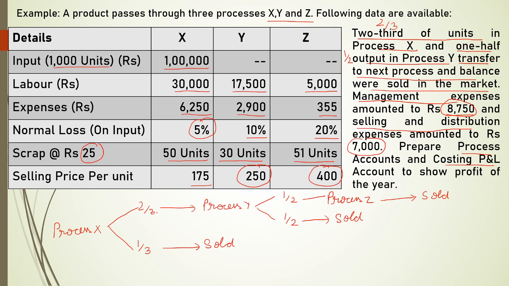So the output of process X is divided into two parts. Two-thirds is transferred to process Y and one-third is sold out in the market. The output of process Y is divided into two parts. Half is transferred to process Z for further processing and the other half is sold out in the market, and the output of process Z is transferred to the market for selling. So first we prepare the process X account.